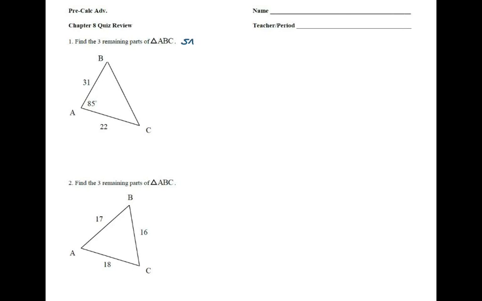So for triangle 1, it's an SAS triangle. We're given two sides and the angle in between, which tells me I'm going to use the law of cosines. So I'm going to use the law of cosines to find side A, which is across from the 85-degree angle. So the first thing I'm going to do is write the standard form of the law of cosines, where A, the side I'm looking for, is going to be by itself.